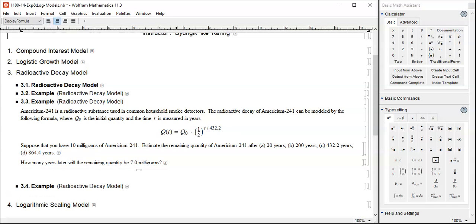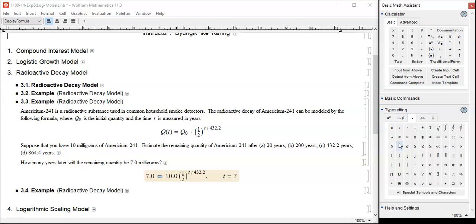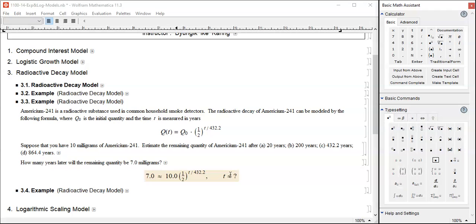Here's my radioactive decay model, and then the remaining amount will be 7.0 when the original was 10 milligrams, wasn't it? 10. Basically, I'm solving this equation. By the way, everything is coming from observations, so nothing is accurate. So I should be using this wiggly equality symbol all the time. Okay. How do you solve it?